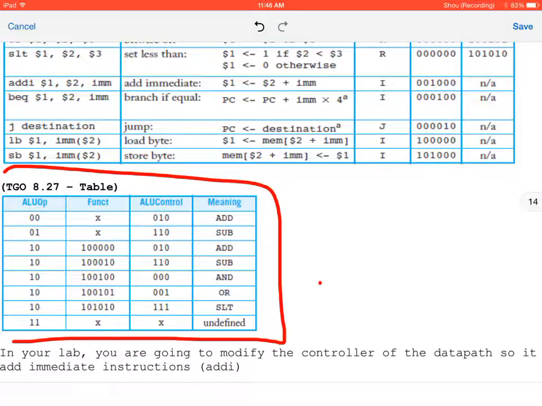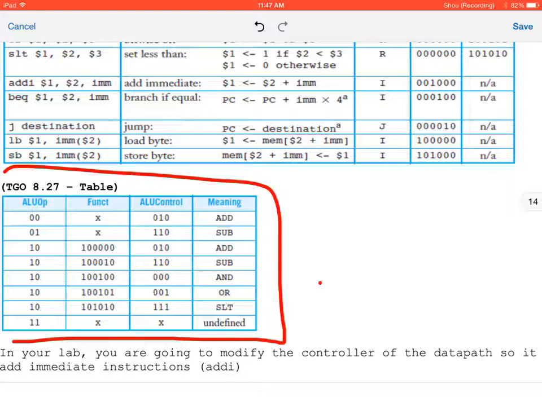So same thing with subtraction. It is also 1, 1, 0, and AND, OR, and set less than are 0, 0, 0, 0, 0, 1, and 1, 1, 1. Set less than is you compare values. If one is less than the other, then you set the register value to 0 or 1 depending on the instruction type.